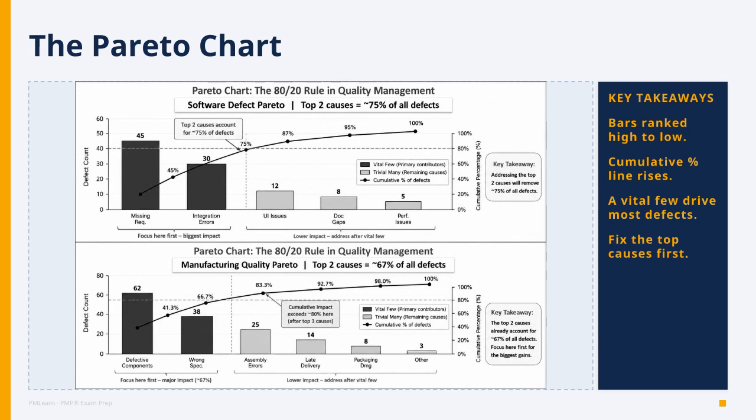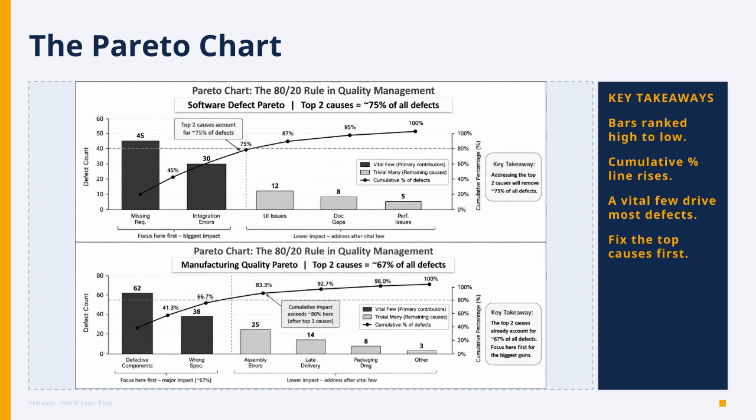In the software example on top, the top two causes, missing requirements and integration errors, account for about 75% of all defects. In the manufacturing example below, the top two account for about 67%. And the whole reason you draw it is the action it points to: focus on the vital few first. That's where the biggest quality gains hide.